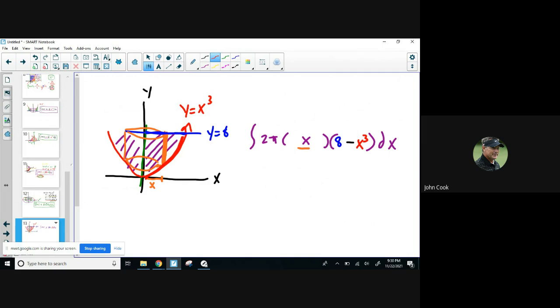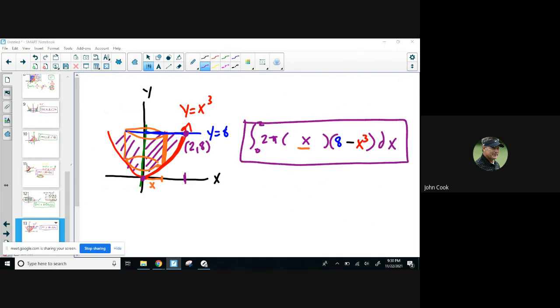And then, what are the bounds on the graph? It starts at 0, 0. And then it goes up to here, which I think that coordinate's at 2, 8. Yeah, 2, 8. So from 0 to 2 on the x-axis. There's our volume for this one.